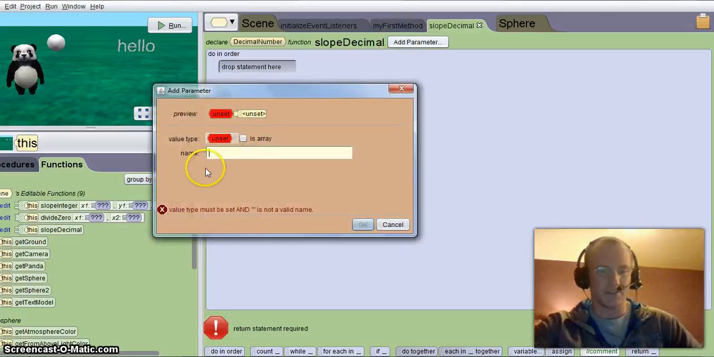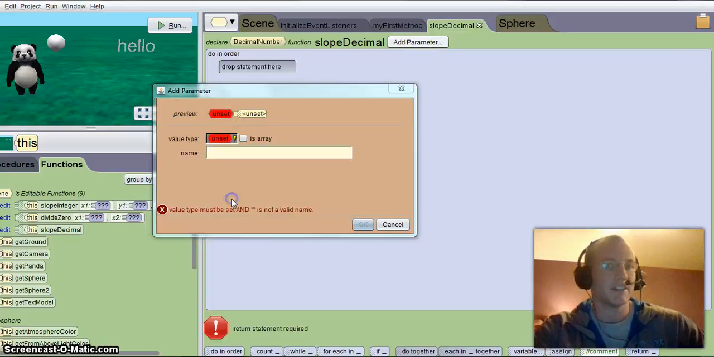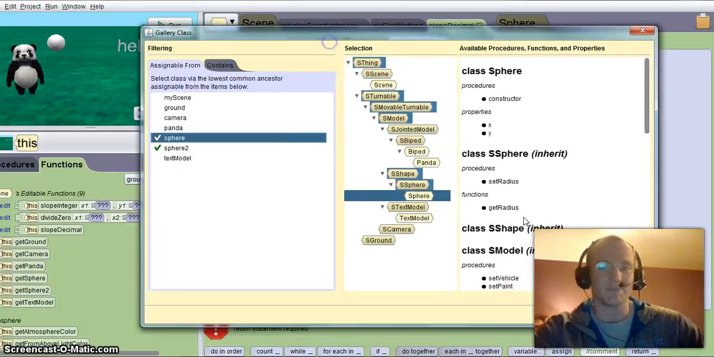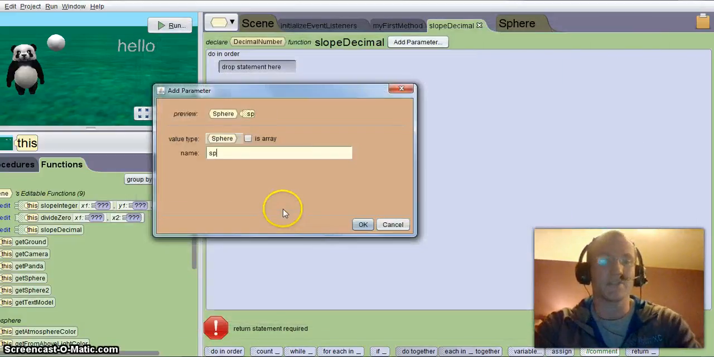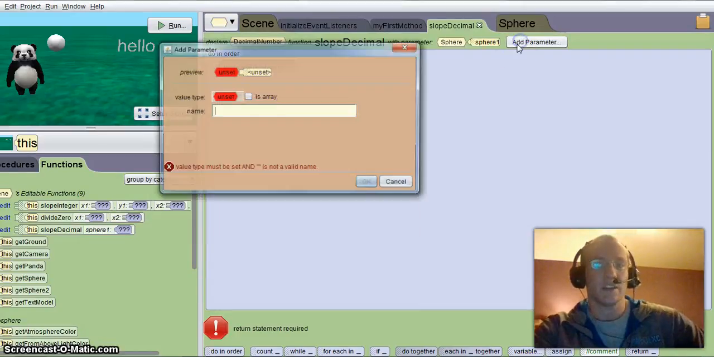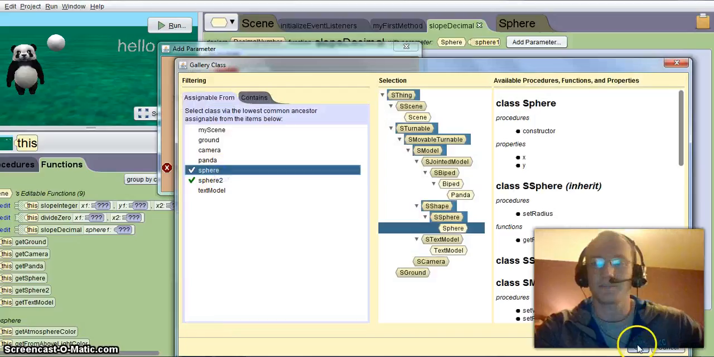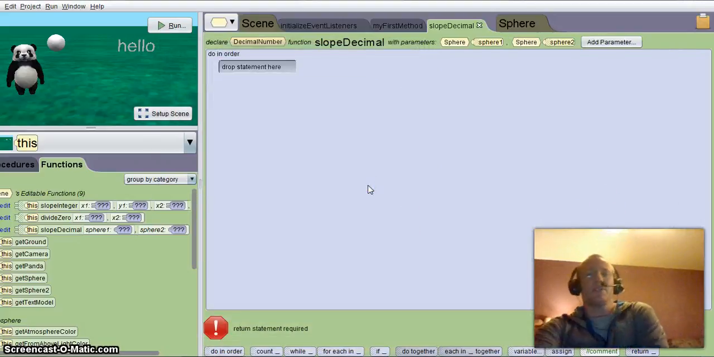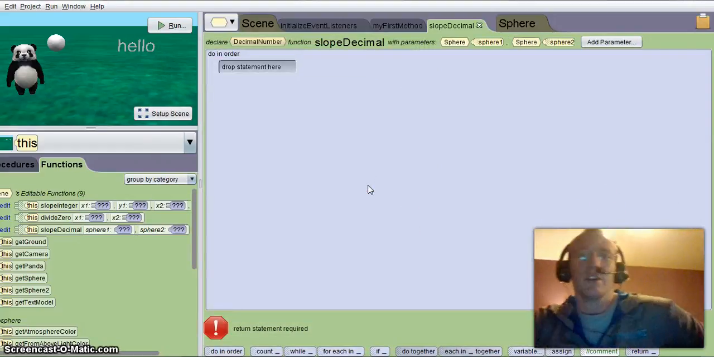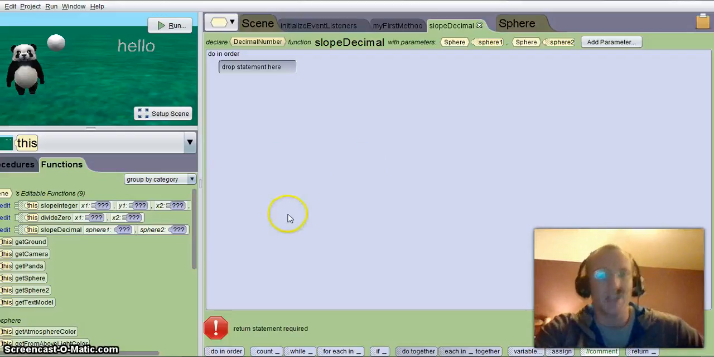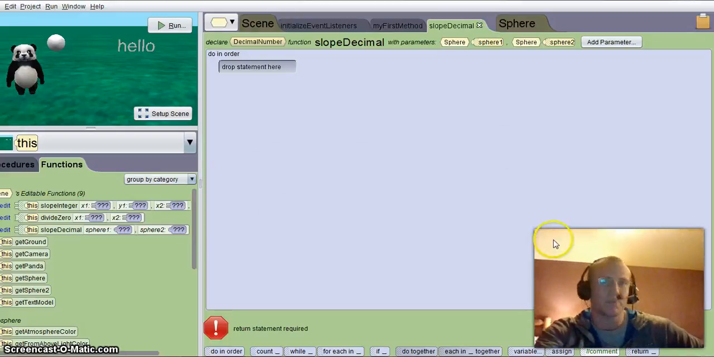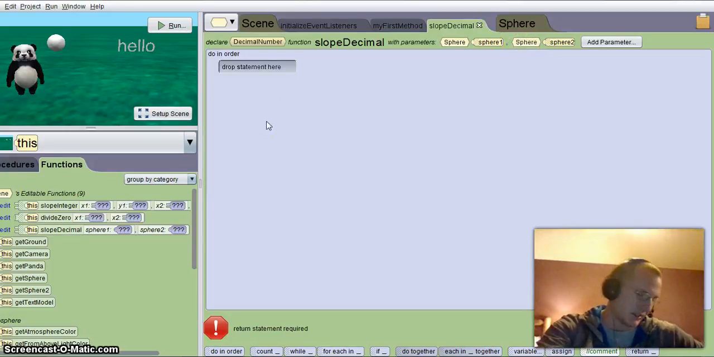Now it's given two spheres, so we added a parameter, and it's a gallery class and it's a sphere, and I say sphere 1, and I can do that for sphere 2 as well. So we've got two sphere objects, and we can now calculate the slope. So the slope is going to be y2 minus y1 divided by x2 minus x1.